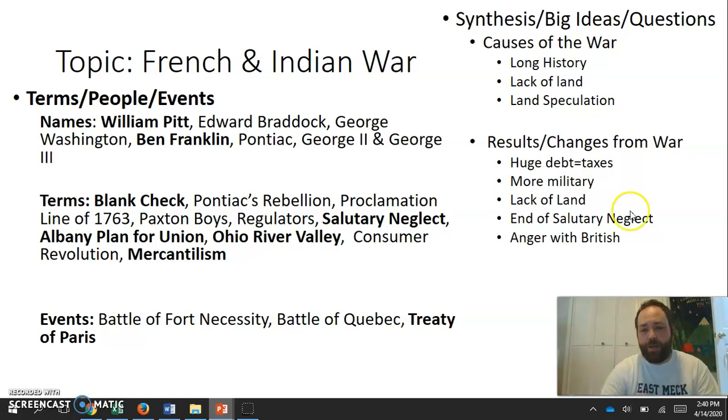The biggest thing I would probably do would be focus on the end of salutary neglect. This policy of basically hands off with the colonies, the British decide that that's no longer the policy, and they're going to start, again, taxes. They're going to have a larger military. They're going to start exerting more control, and that's going to anger the colonists a great deal. So, end of salutary neglect is the big one, right? Now, what does that mean?